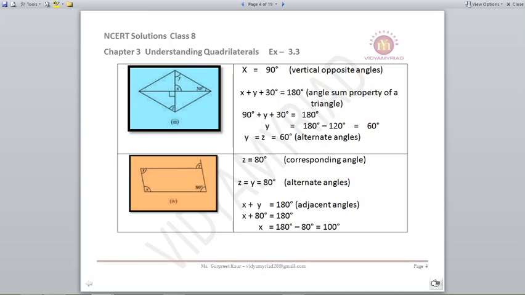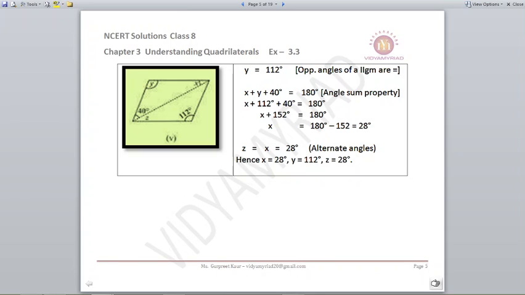Fourth part, you have one angle given as 80 degrees. This 80 will be equal to z because of corresponding angles, those are parallel lines and the transversal. And 80 will also be equal to y because they are opposite angles, or y is equal to z as alternate angles. You can choose any method to do it. Now you have 80, you have also y. Let us take x plus y as 180 degrees, y is 80, so x will come to 100 degrees by using the adjacent angle property.